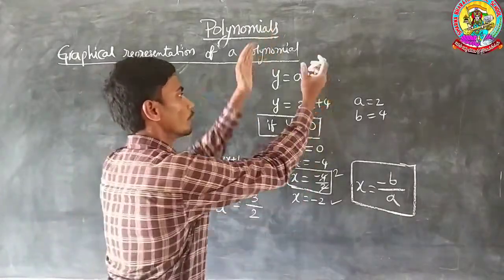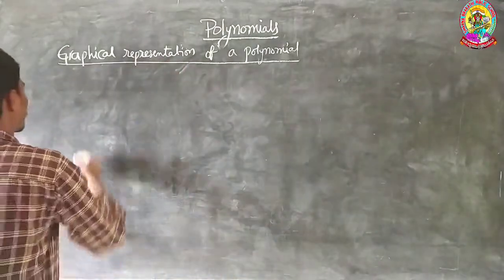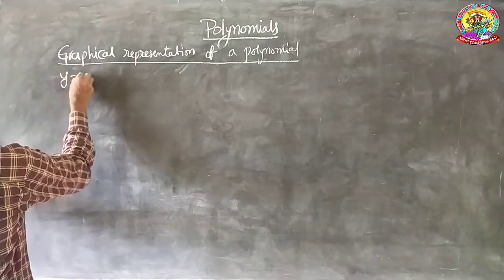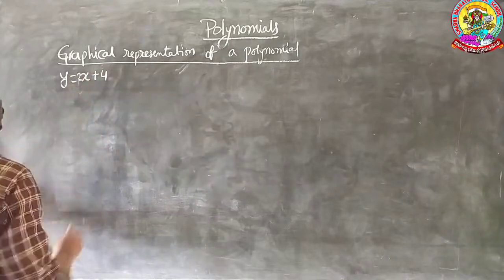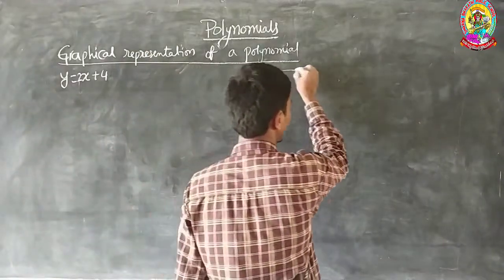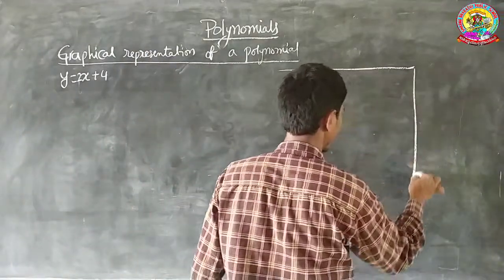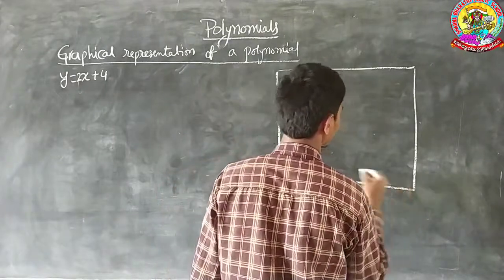So now we solve the same polynomial in a graphical view. Now take the same polynomial y is equal to 2x plus 4. So already you know a graph sheet. In 9th class you learned about coordinate geometry. In that you observed a graph sheet.